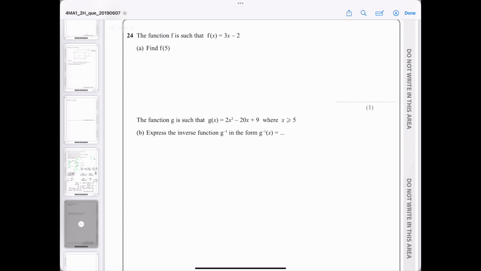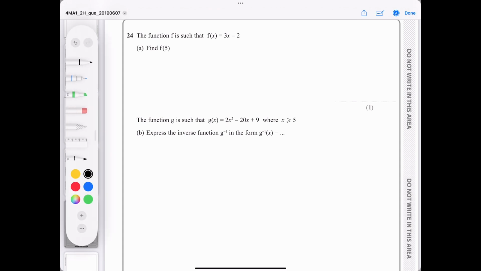The function f, so number 24, the function f is such that f of x equals 3x minus 2. Find f of 5. So whatever's in there you put into, let's go for a nice colour, you put that into there. And so you would say 3 times 5 minus 2 equals, well, that's 15 minus 2, which is 13. And that's just a nice one to make you feel relaxed and happy.